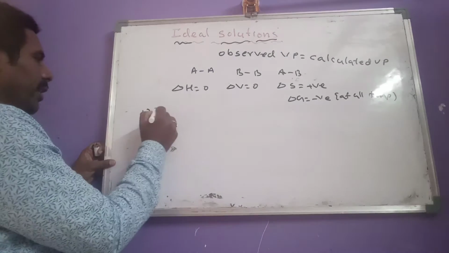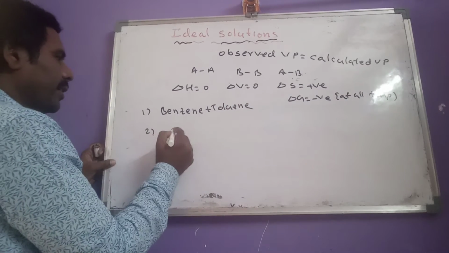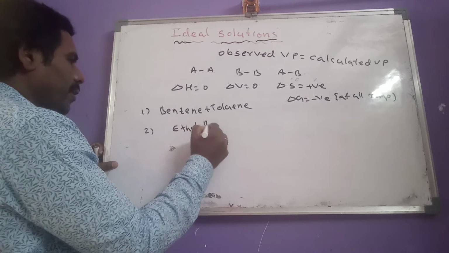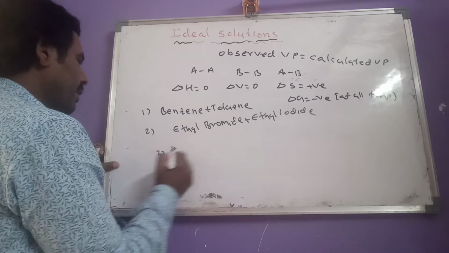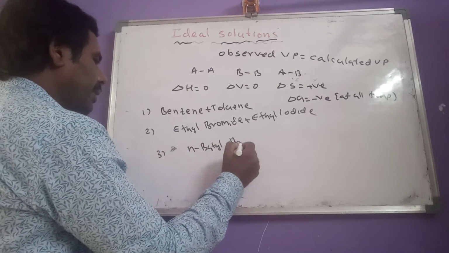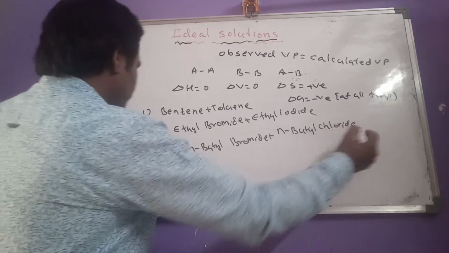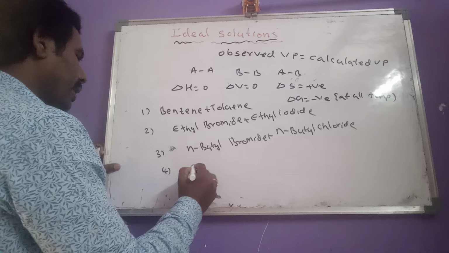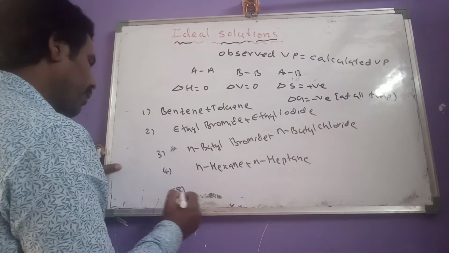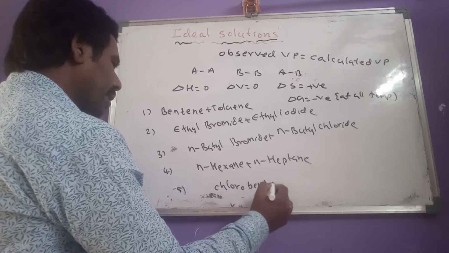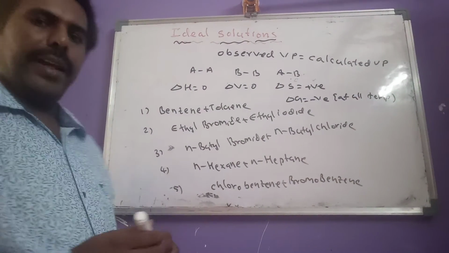Let us see here. First one is benzene plus toluene. Second example is ethyl bromide plus ethyl iodide. Third example is N-butyl bromide plus N-butyl chloride. Fourth example is N-hexane plus N-heptane. And another example is chlorobenzene plus bromobenzene. So these are the different examples which are showing ideal behavior.